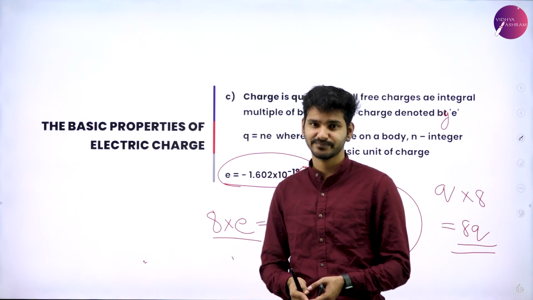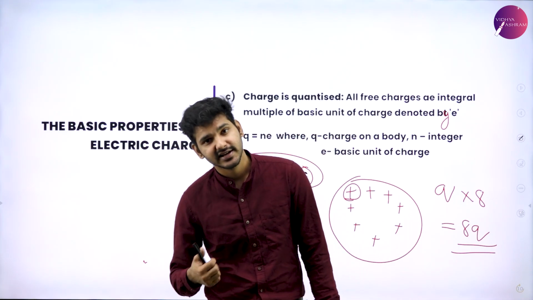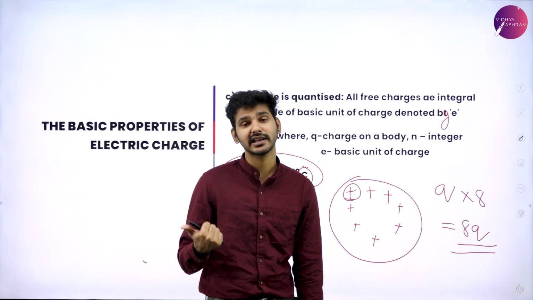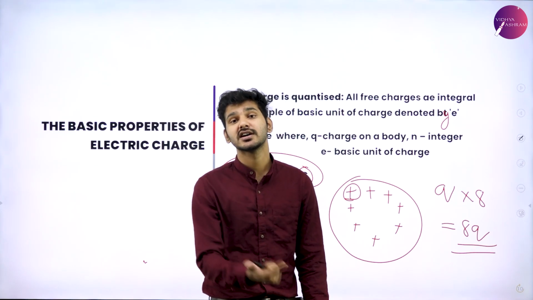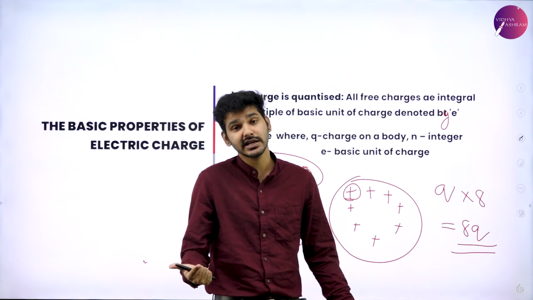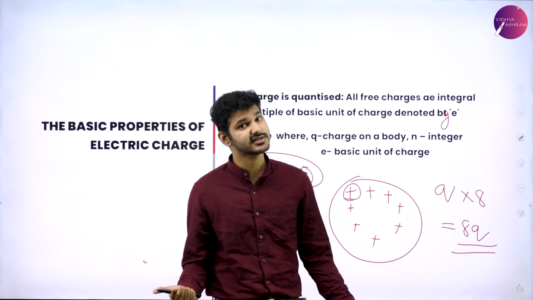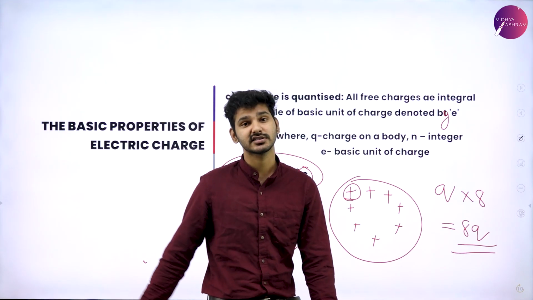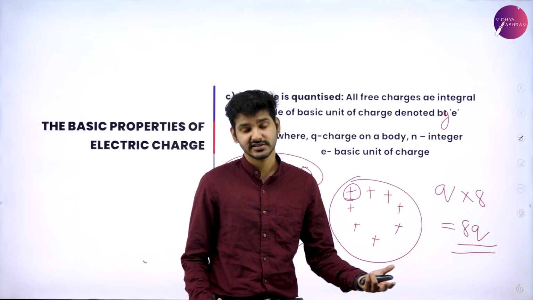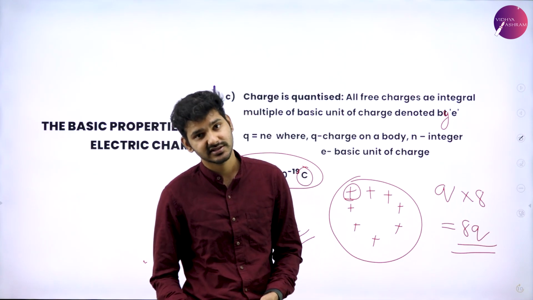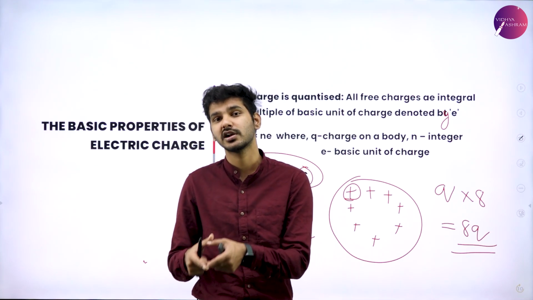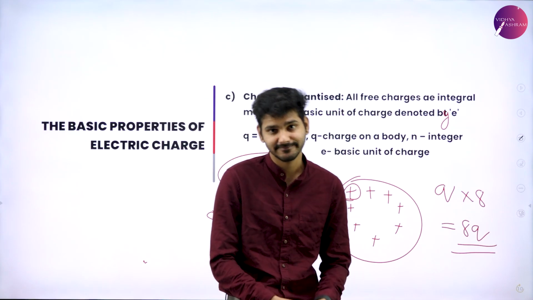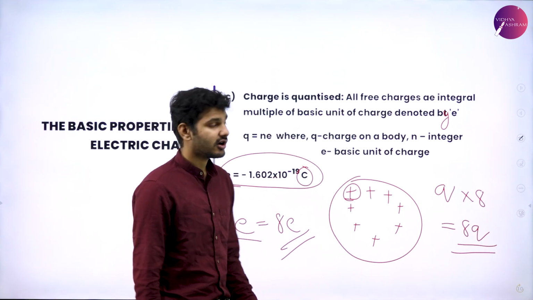So the 3 properties are that charges are additive, you can add them up as numbers, and charges are conserved. You cannot magically create or destroy charges in an isolated system. And finally, charges are quantized. That is, a system contains n number of charges. Those will be an integral multiple of a base charge. So these are the basic properties of charge.